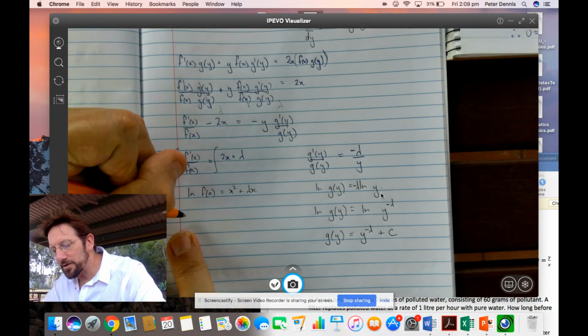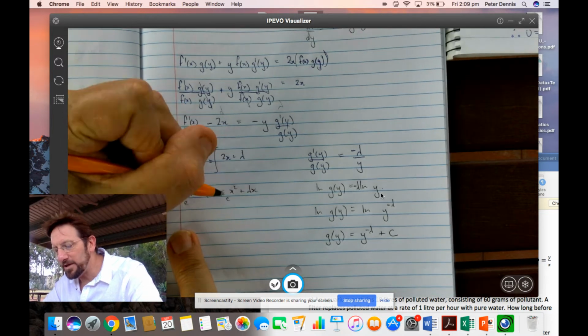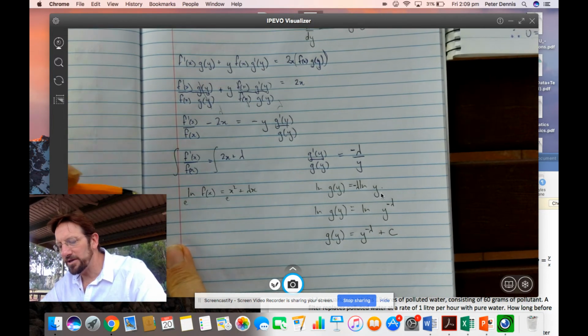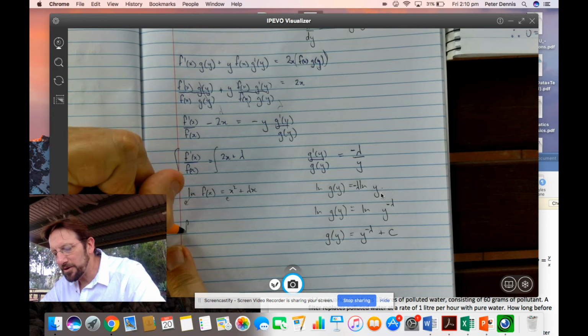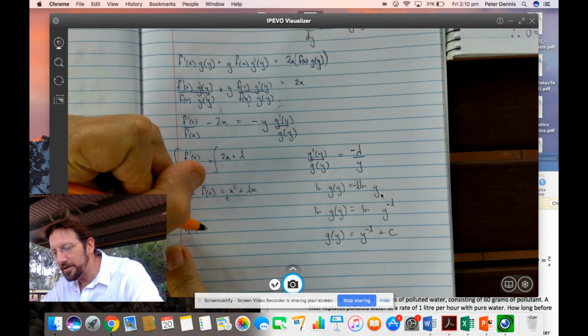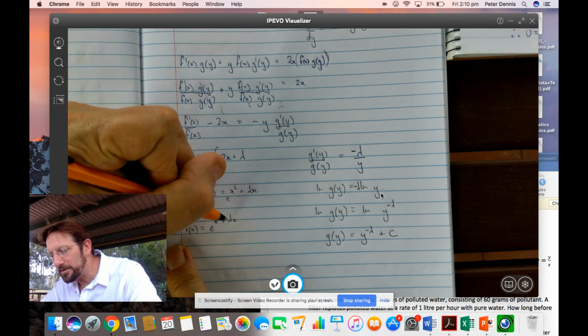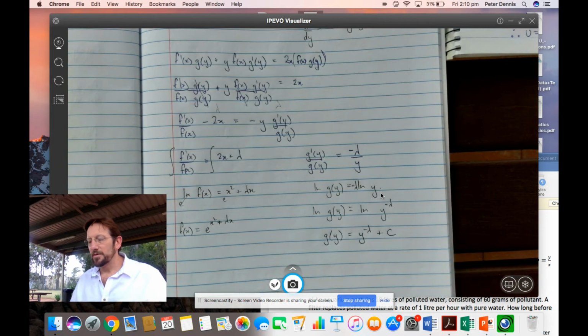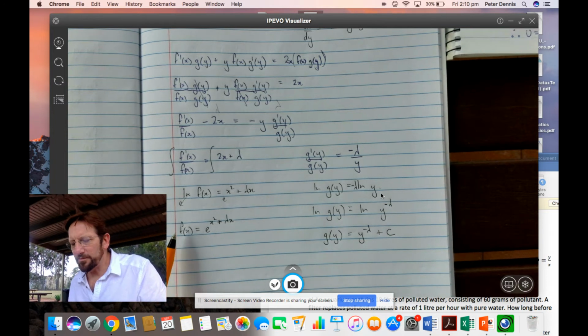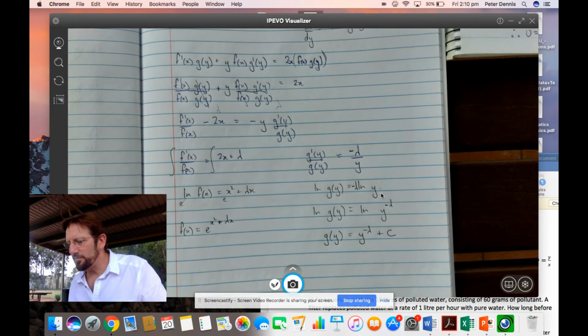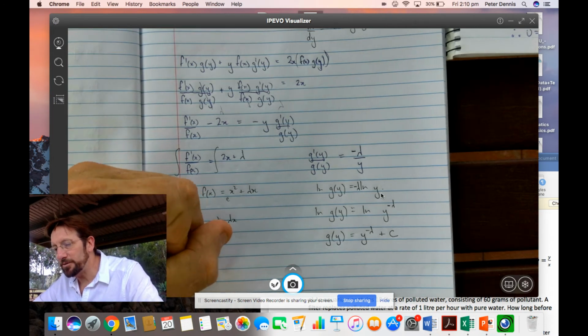Here what we've got is we're going to raise them to the power of e. Here they cancel out, so what we're going to be left with is f of x equals e to the power of x squared plus lambda x. So we've got our value for f of x. We've got a function for g of y. What do we know about u? Because that is what we were trying to find in the first place.